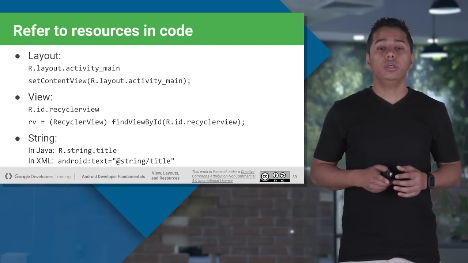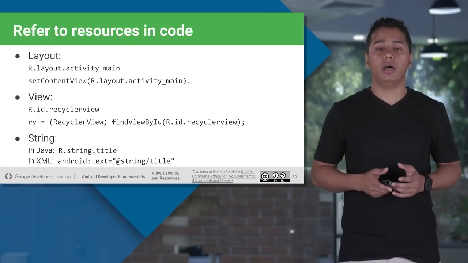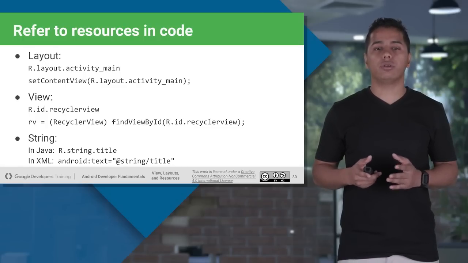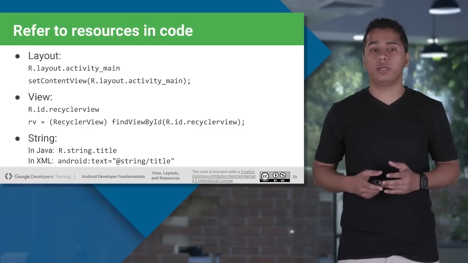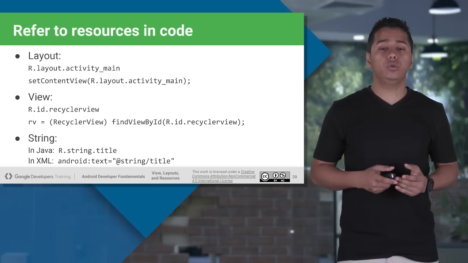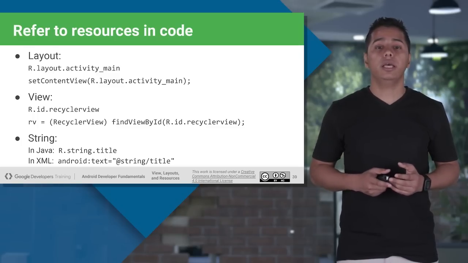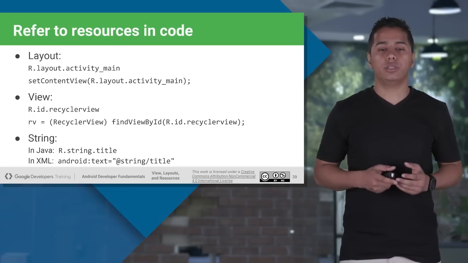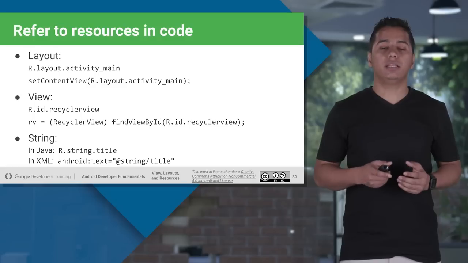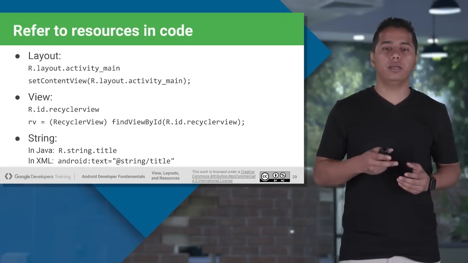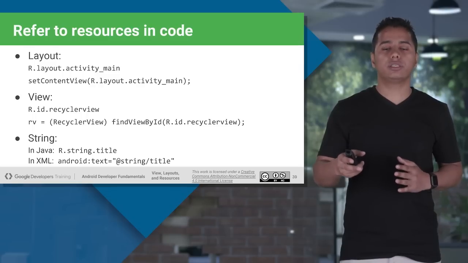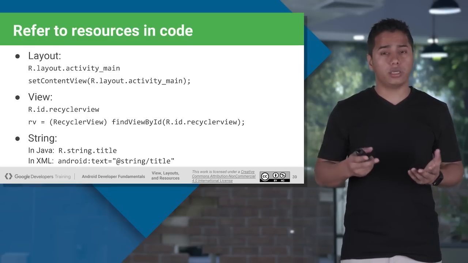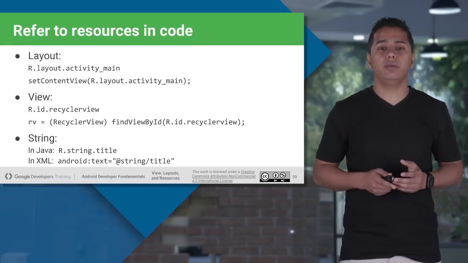And if you want to use a string in Java, you will use R.string.title. You will use the dot operator in Java. But if you want to use that same string in your XML, that's where you will use the @ annotation. @ will directly refer to your R.java file, and from there you will follow which class you want to access, like string slash whatever name you have given to that particular resource.